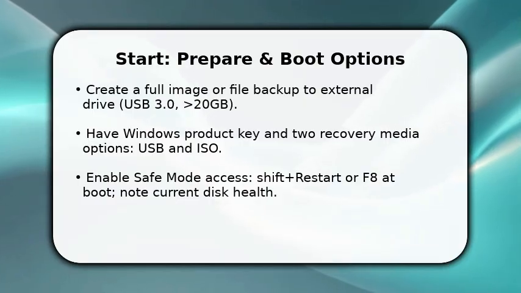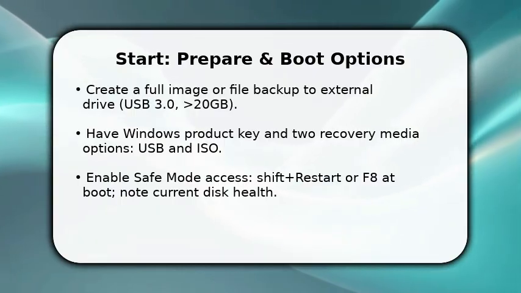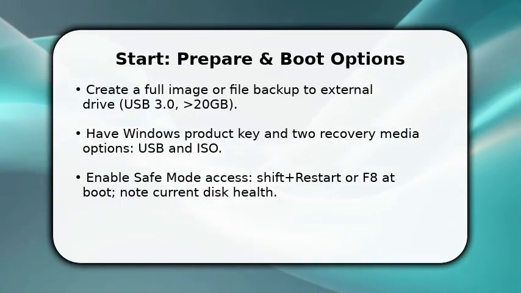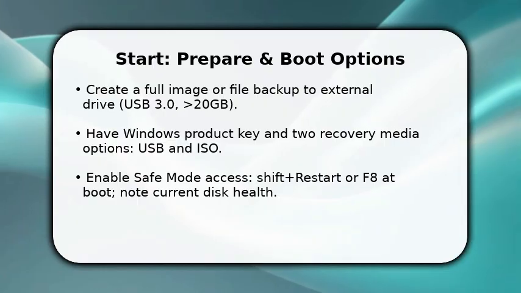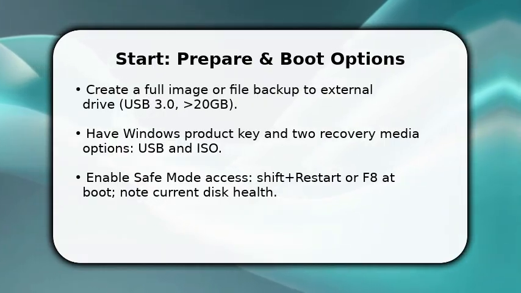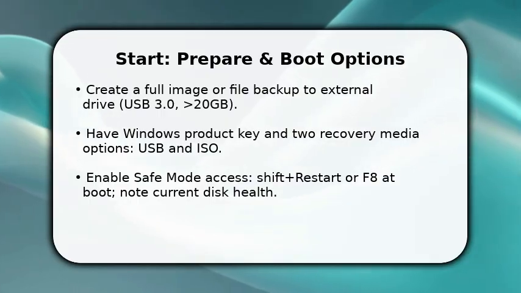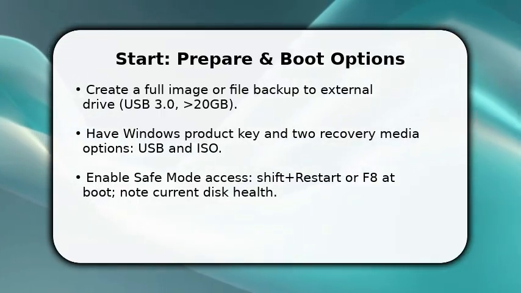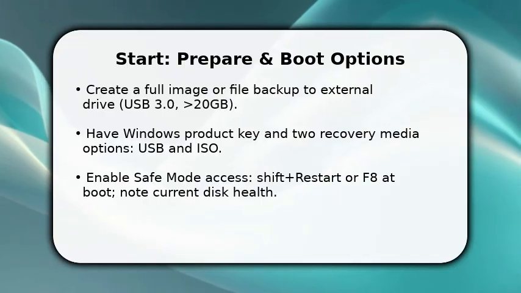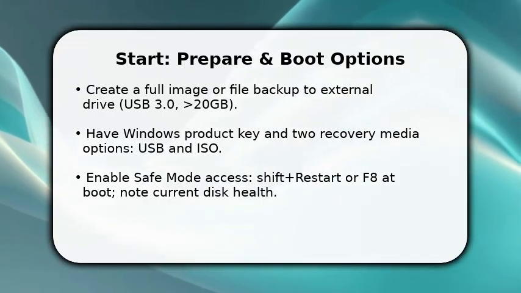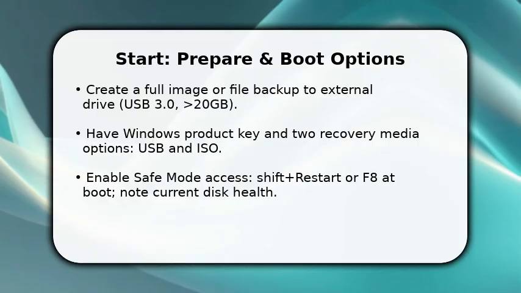You begin by securing your files. Make a full image or copy critical folders to an external drive now so you won't lose data. Next, prepare 2 recovery media choices, a USB recovery stick and an ISO installer, in case one fails. While setting this up, check disk health and note SMART warnings. This tells you whether to prioritize cloning.